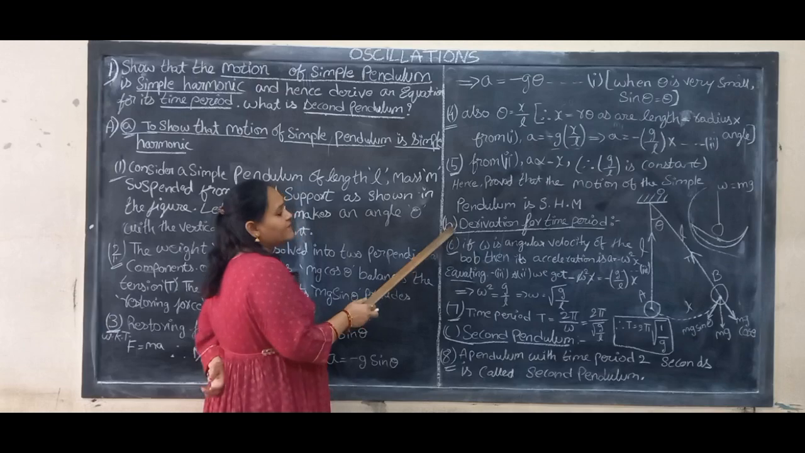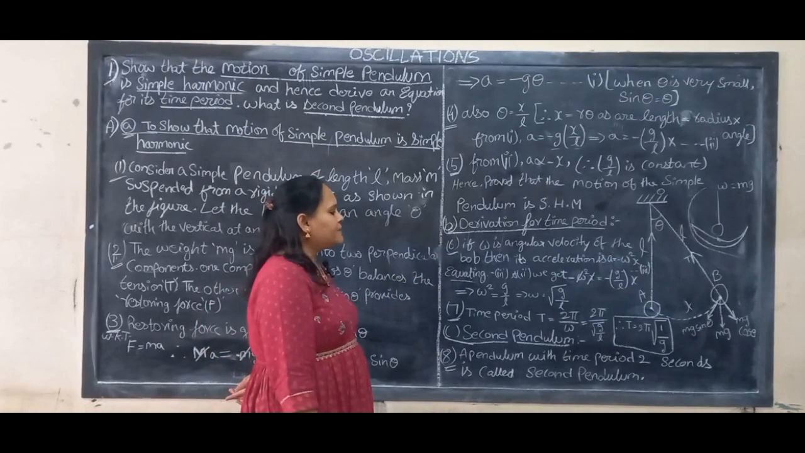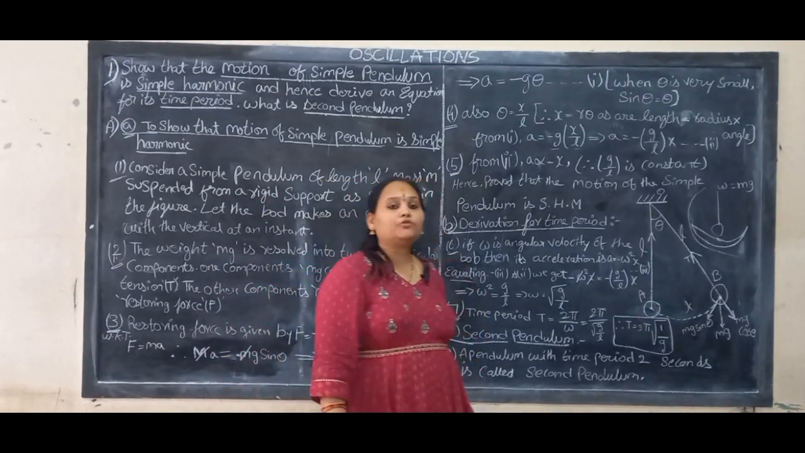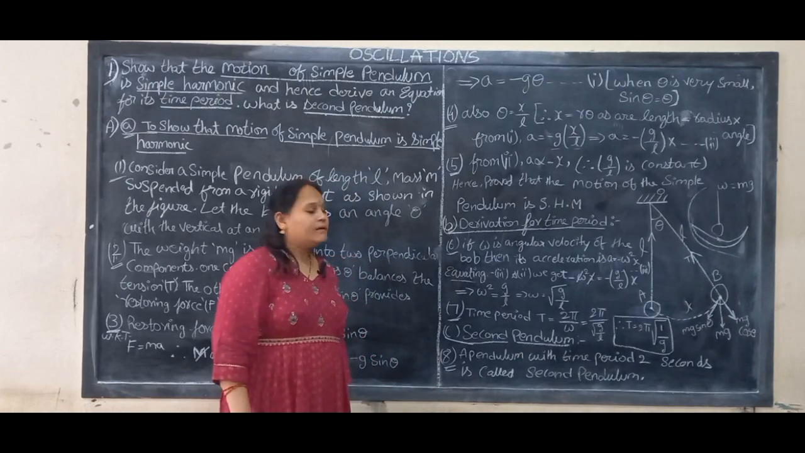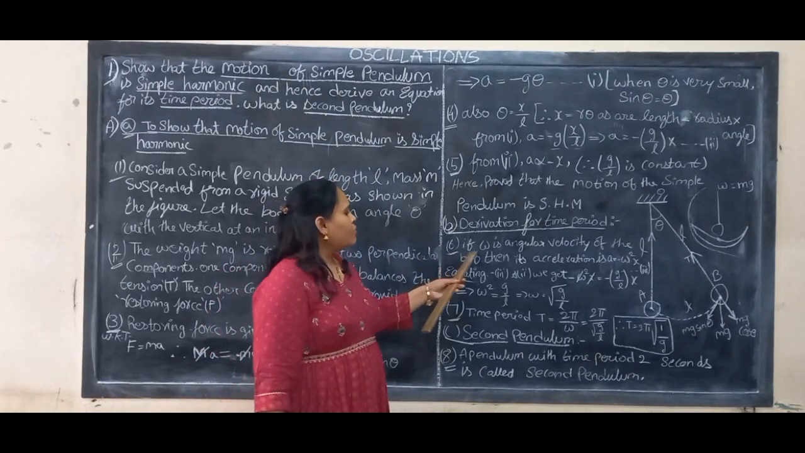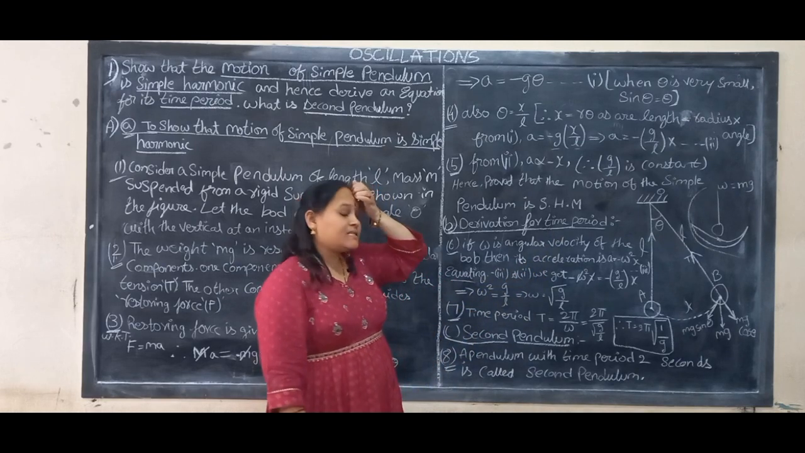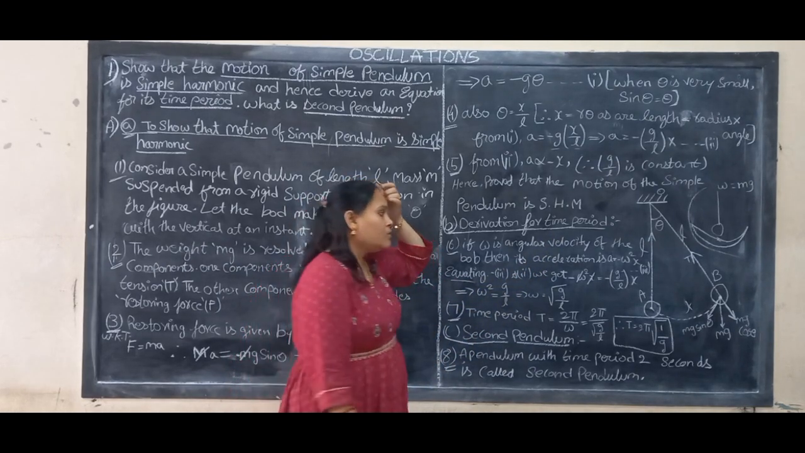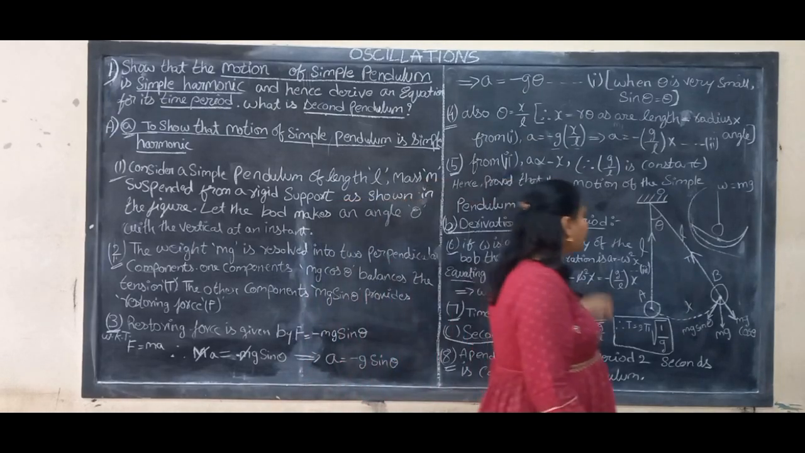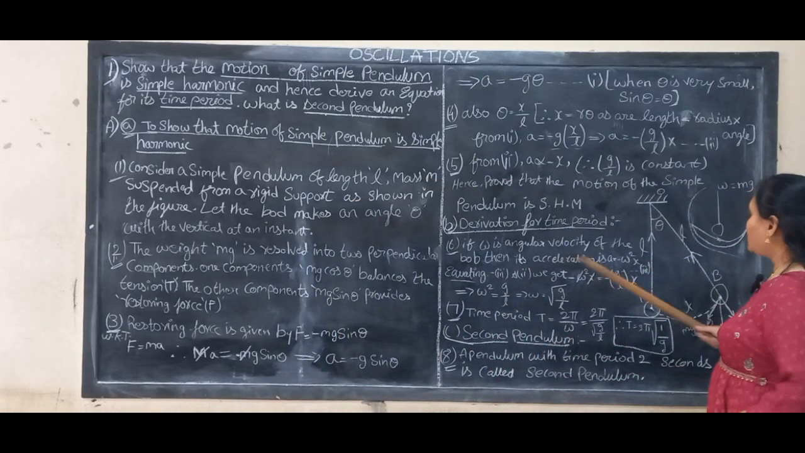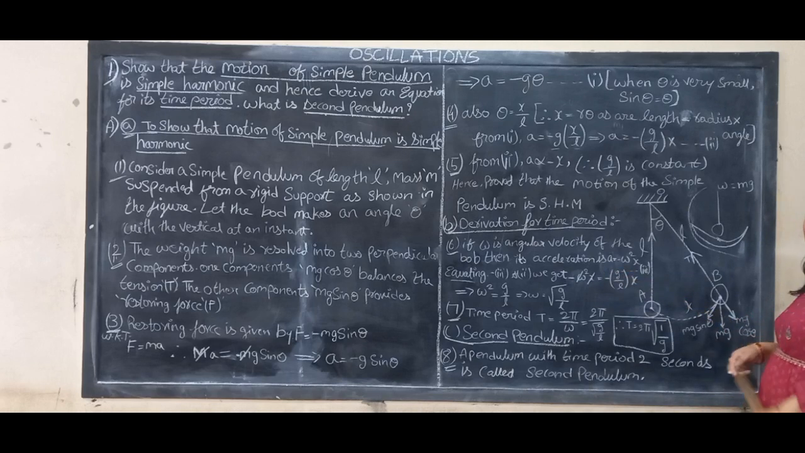Next, derivation of the time period. We know the time period formula: T equals 2 pi into root L by g. For that purpose, if omega is the angular velocity of the ball, then look, what is the angular acceleration formula? a equals minus omega square into x. And here we got a equals minus g by L into x.